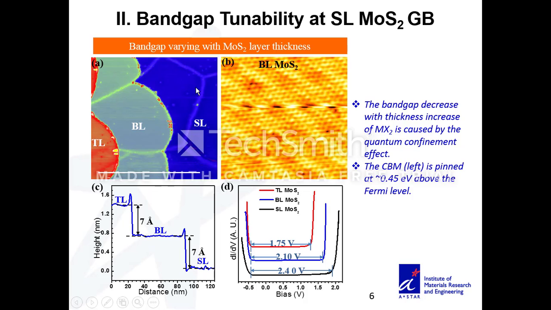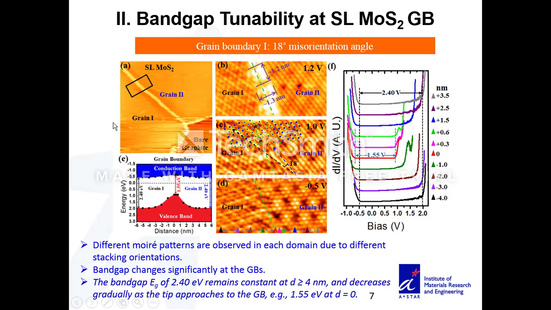From this image, you can also see some grain boundaries appearing as brighter contrast. So now we present some detailed study of these grain boundaries. This is a typical grain boundary in single layer MoS2, and then we zoom into this small area. From this atomic resolution image, we can see that the right side and left side have different moiré patterns. The orientations are different, and the misorientation between them is only 18 degrees.